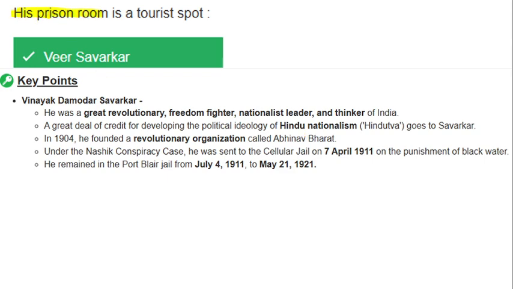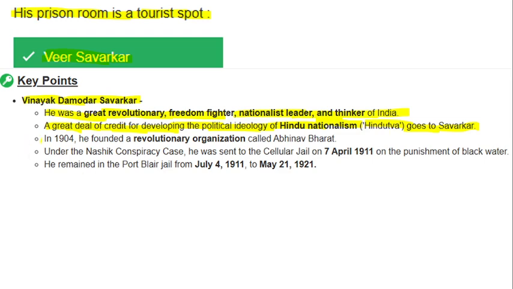His prison room is a tourist spot: Veer Savarkar. His prison room is a tourist spot of Veer Savarkar. Vinayak Damodar Savarkar was a great revolutionary freedom fighter and nationalist leader and thinker of India. A great deal of credit for developing the political ideology of Hindu nationalism, Hindutva, goes to Savarkar.